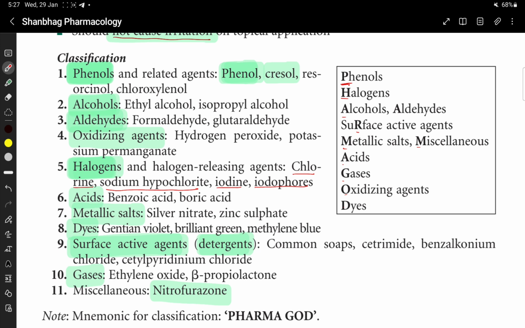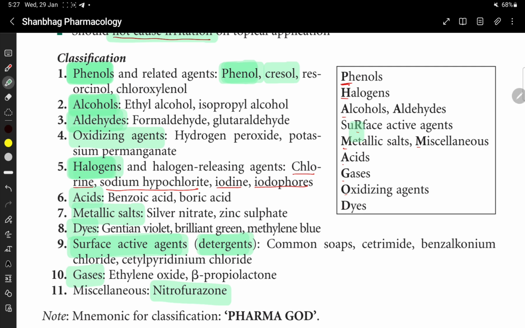A for alcohols and aldehydes. Alcohols like ethyl alcohol and isopropyl alcohol. Aldehydes like formaldehyde and glutaraldehyde.